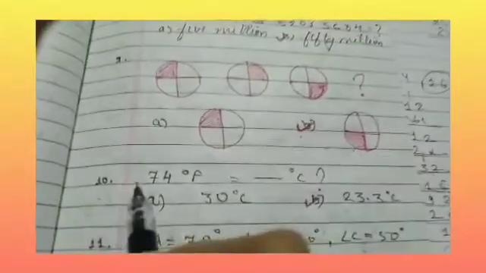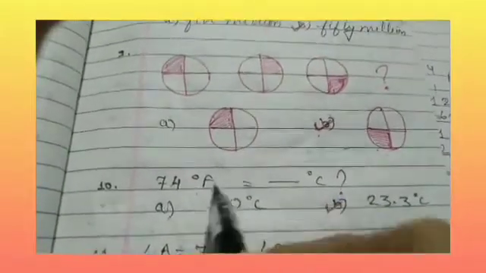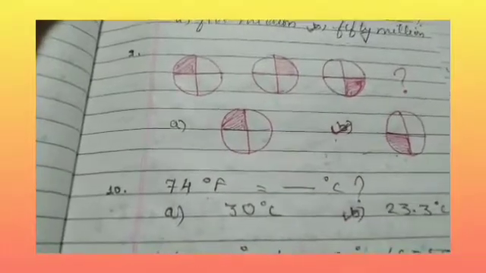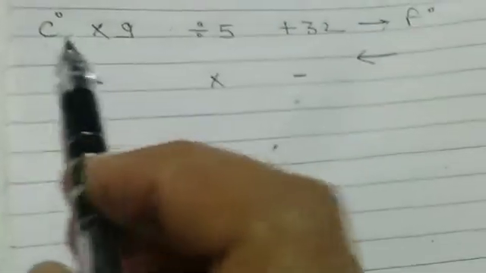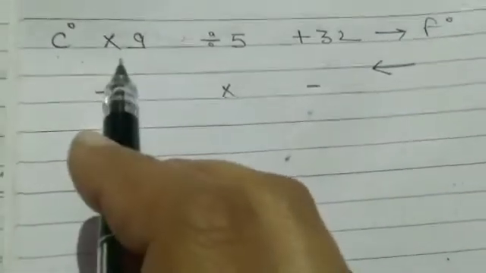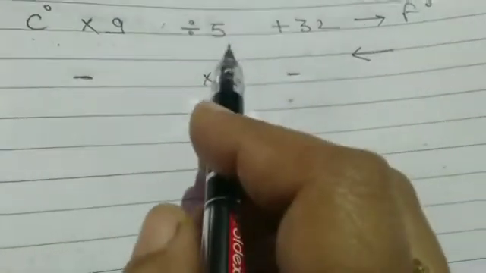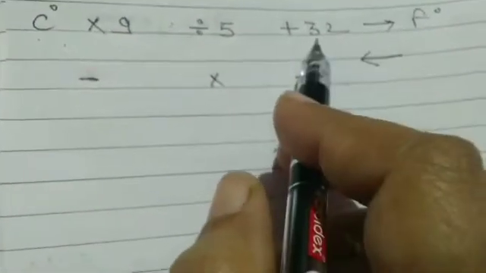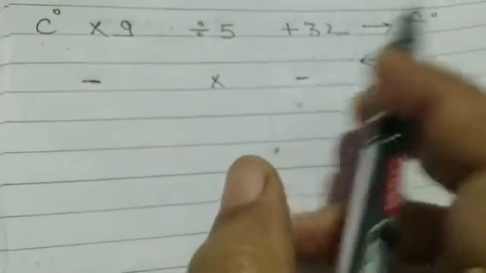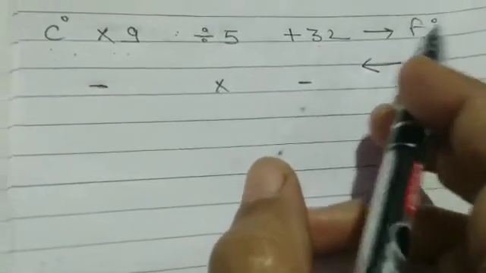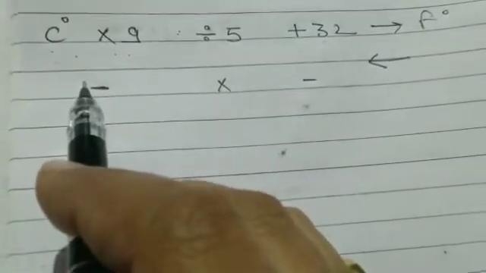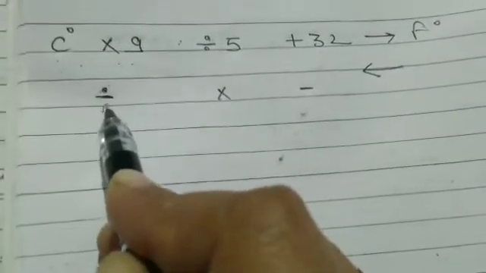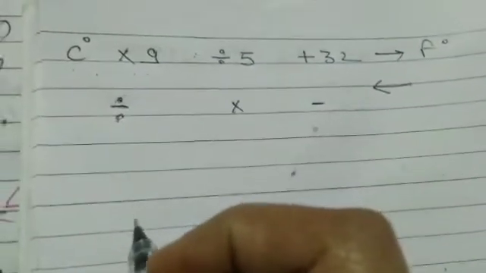Okay, now 74 degree F we have to convert. Whenever this type of question is given, the centigrade is given and we have to convert into Fahrenheit, then we have to multiply the digit given by 9, divide by 5 and add 32. But our temperature is given in Fahrenheit, so we have to subtract 32, multiply by 5 and then divide by 9. Okay children, so what is the temperature in Fahrenheit?